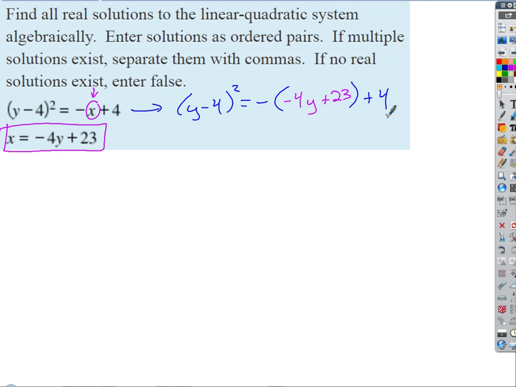plus 4. Okay, and so whichever way you want to do this, we can either just distribute, write this as y minus 4 times y minus 4 and distribute, or we can use our little trick. Remember our little trick.